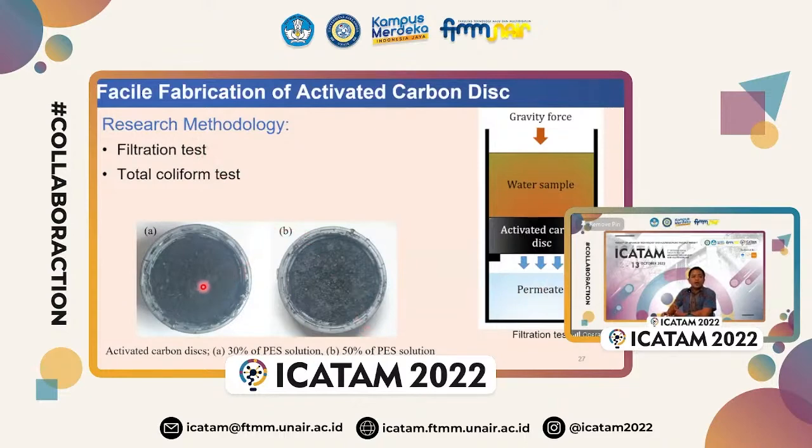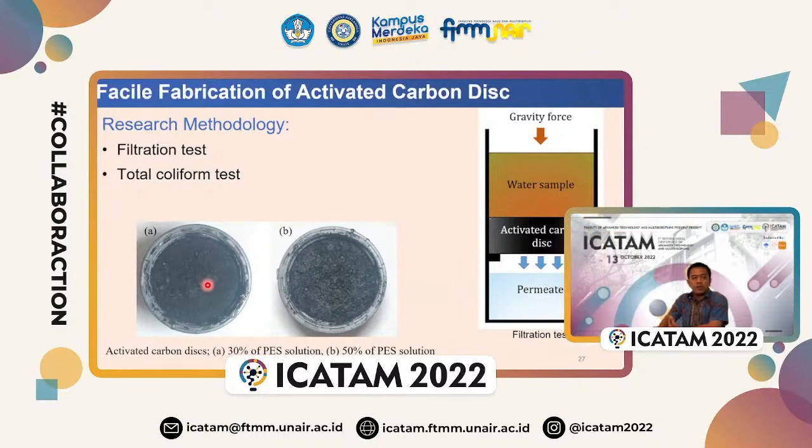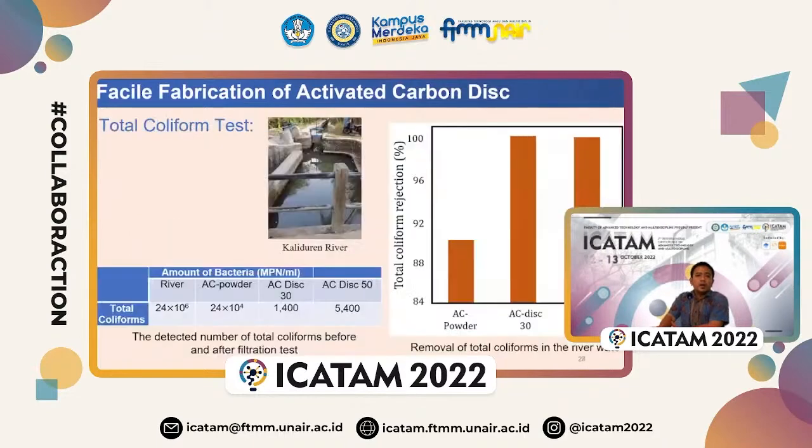We used a 30% weight percent of the PVA solution with the activated carbon, and also a 50% weight percent of the PVA solution here. We got the water sample from an irrigation river in Yogyakarta, the Kaliduran River. And then we have this kind of result. Basically, by using the activated carbon, we can reject bacteria in the water by 99.9%. But when we only use carbon powder, we can only reject about 90% of bacteria in the water.